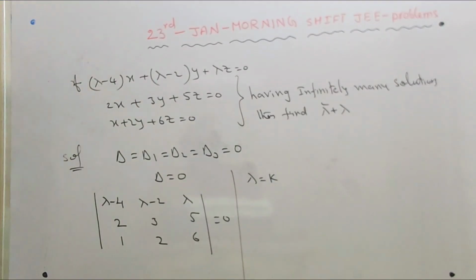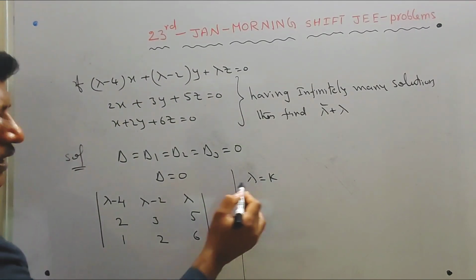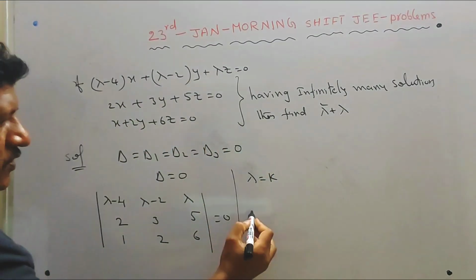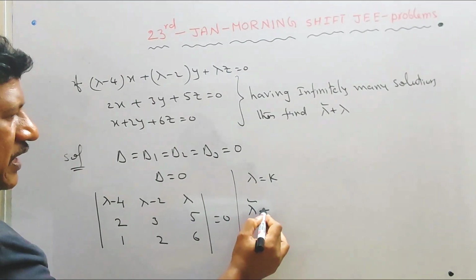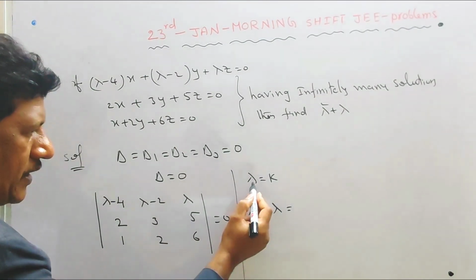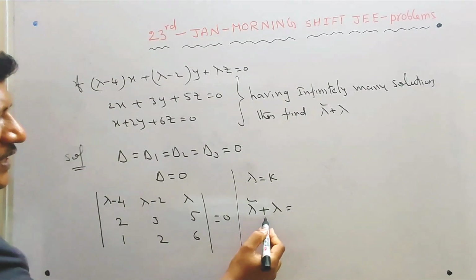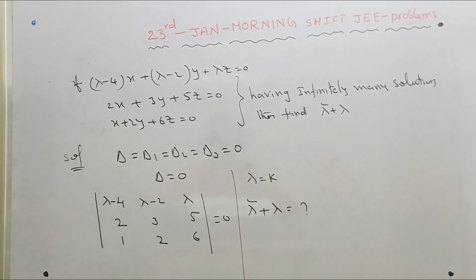Okay, right? Whenever you get the lambda value, what we need to find in this problem? We should find the value of lambda square plus lambda. Already we got the lambda value, substitute here, then you will get the answer.